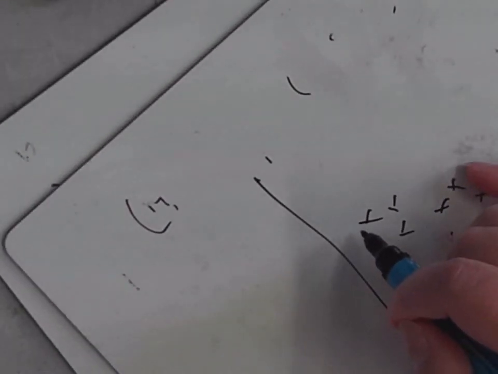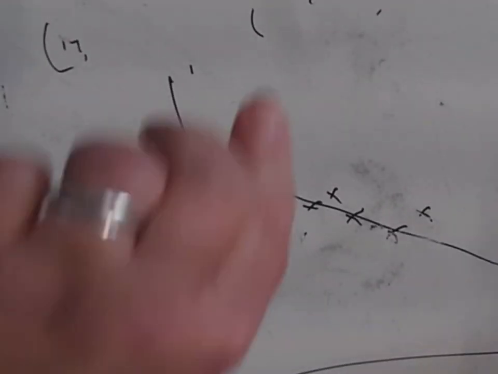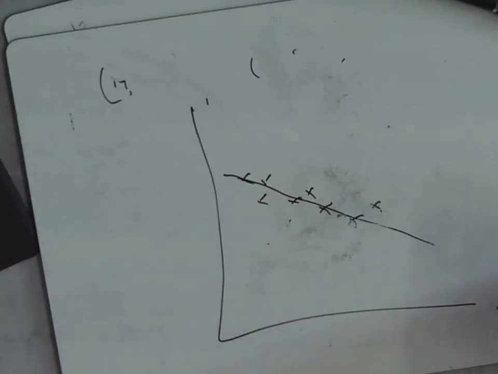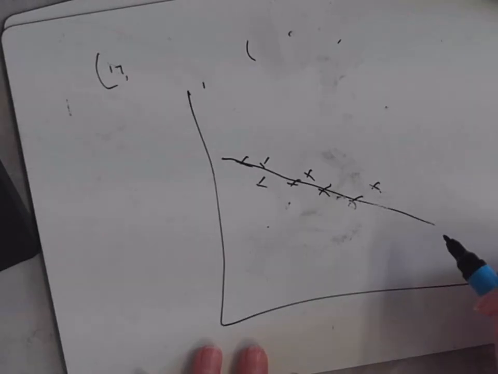Right, okay, so I'm going to get my ruler and draw a line of best fit. There's kind of 4 on one side and 4 on the other, that's my line of best fit. So now I'm going to get 2 completely new points off my line.